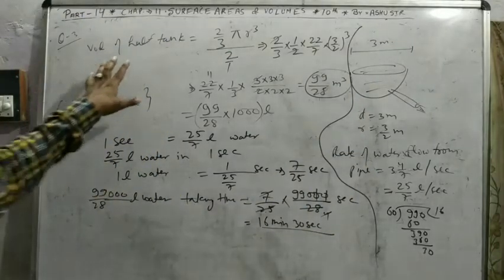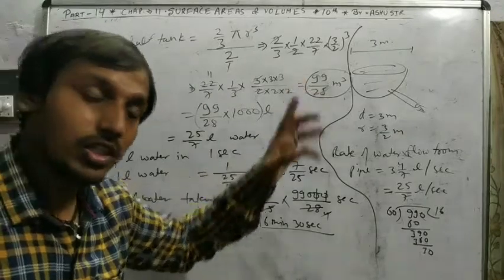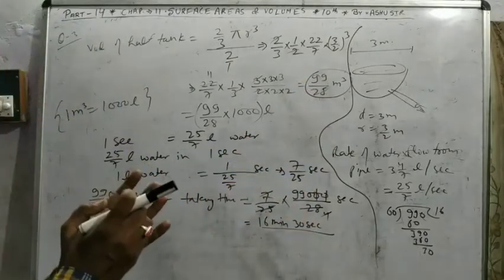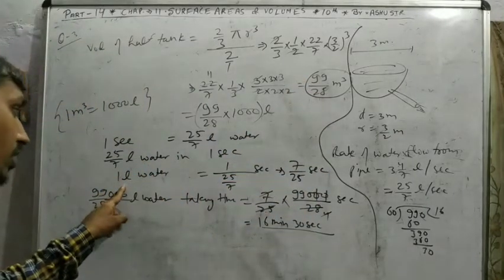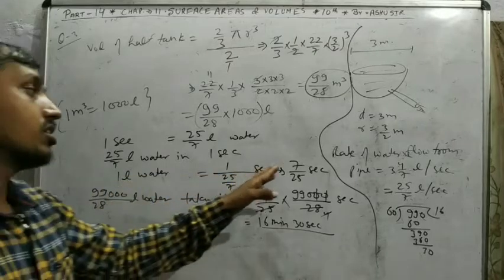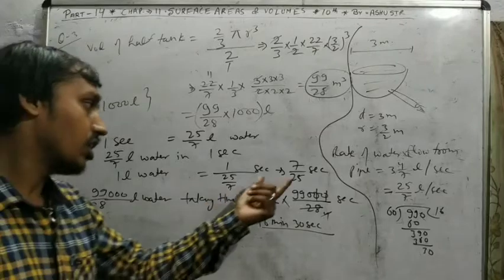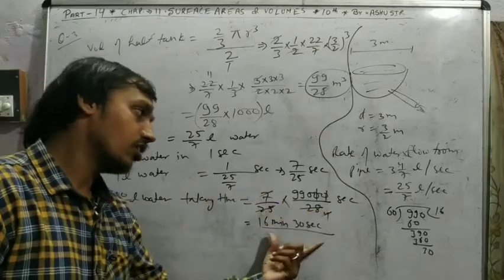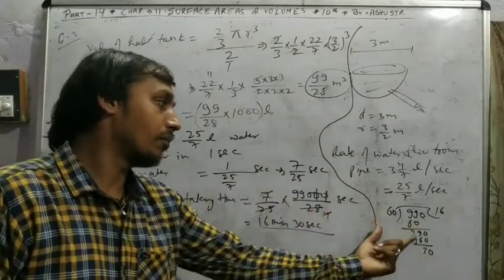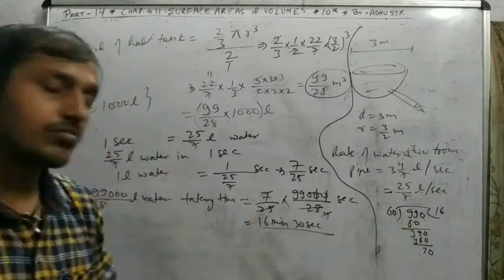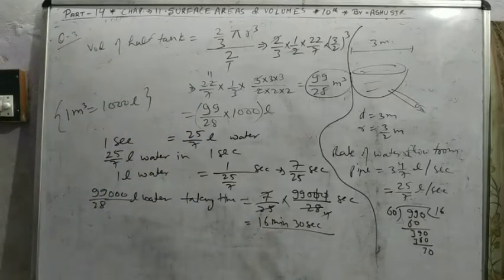I hope you understand. We first find the half tank volume, then we find the time taken to move 1 liter of water. So 1 liter of water takes 7 by 25 second. So if this many liters of water take time, it is this times this in seconds. Then convert seconds into minutes by dividing by 60. Pause, we note down.